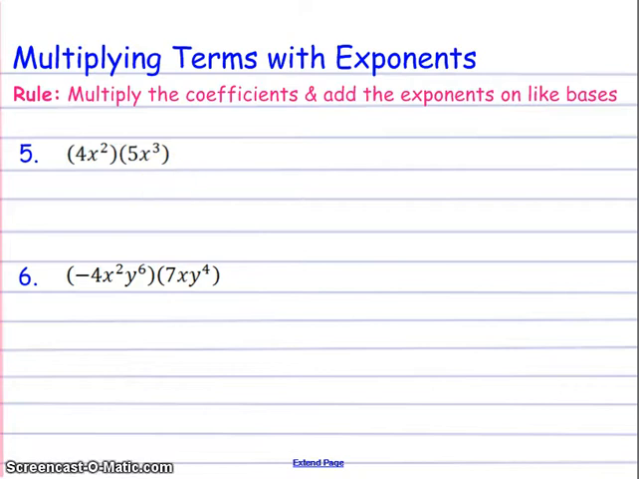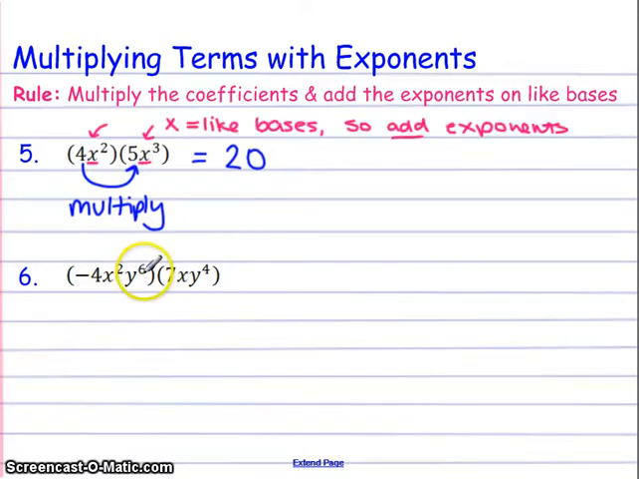So here's what that looks like in practice. If we're doing this multiplication problem, we're going to multiply the 4 times 5 because those are the coefficients, the numbers that we're using. So that's going to be a 20. Then we have to add the exponents on like bases. So here's an x, and here's an x. So we're going to add these exponents. We're going to say x, and then add together 2 plus 3 to get 5. So our answer here is 20x to the 5th.